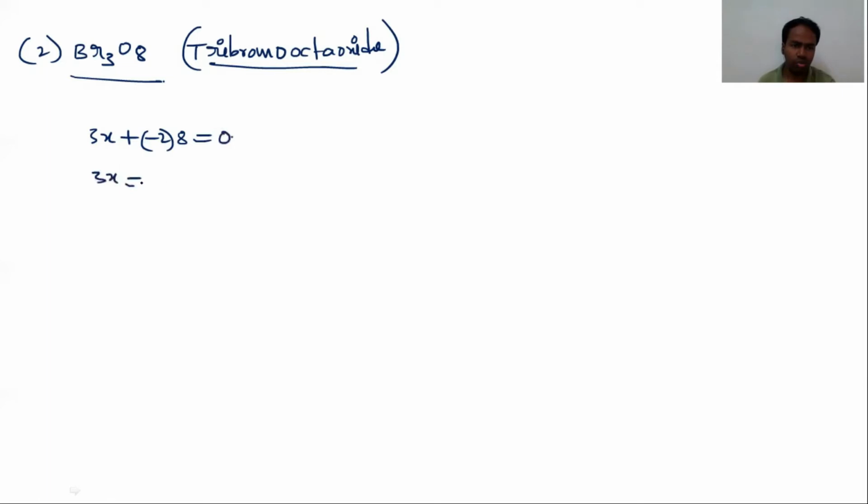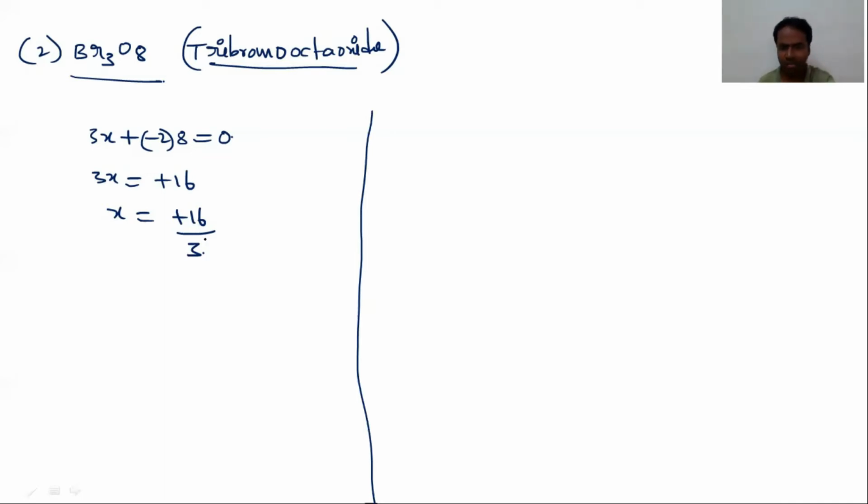Then 3X is equal to plus 16. Then X is equal to plus 16 by 3. So this is the average oxidation state of bromine. Plus 16 by 3. Let us see how it is 16 by 3. Loss or gain of plus 16 by 3 electrons is not possible. Now come to the structure here.